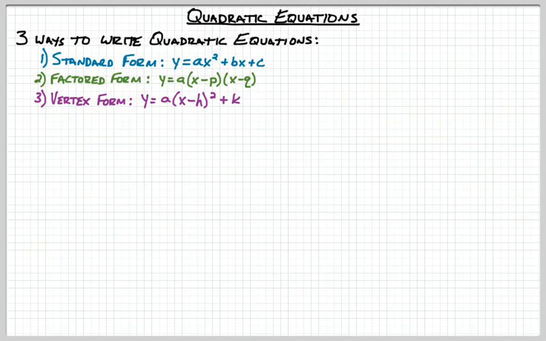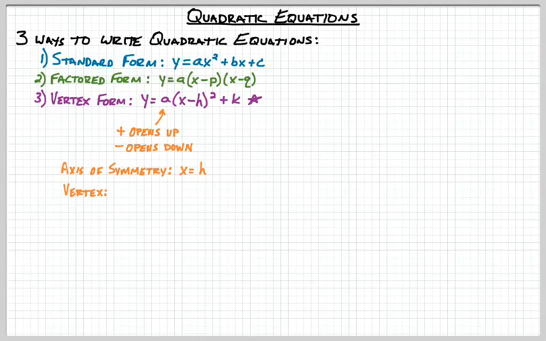All right, so let's look at our last situation, the vertex form. So again, we've got a. That's going to tell us if it opens up or down, right? Positive or negative. Same as all three quadratic equations here. And we also have our axis of symmetry. Our axis of symmetry is going to be the line x equals h. And the reason that that's the axis of symmetry is because our vertex is written right for us.